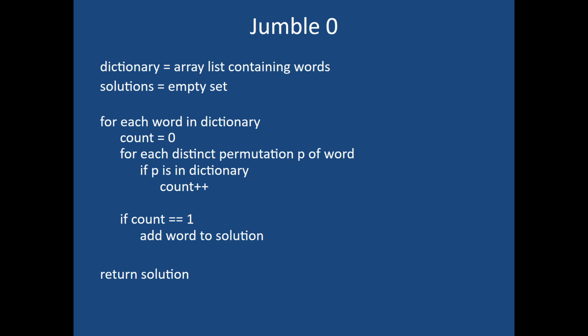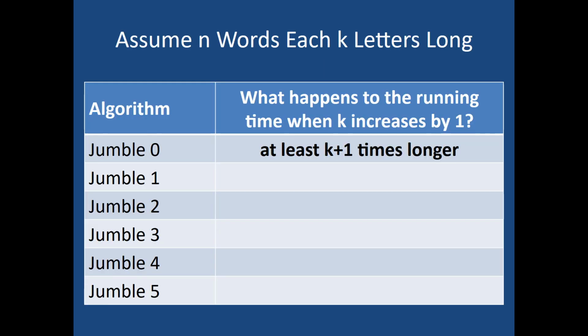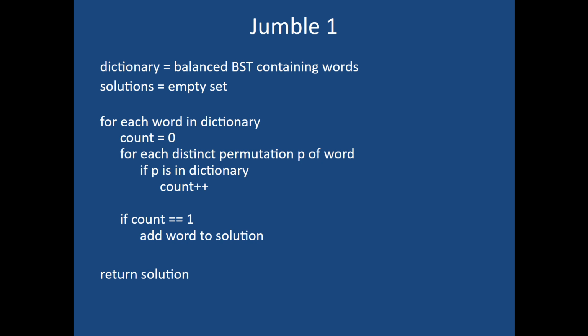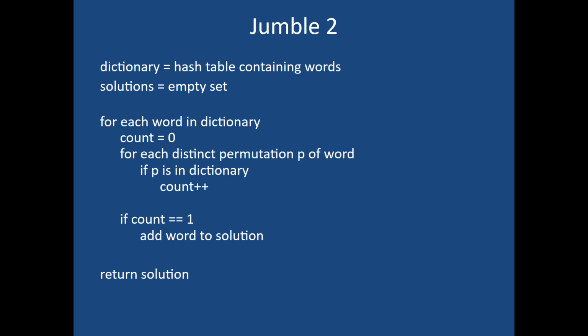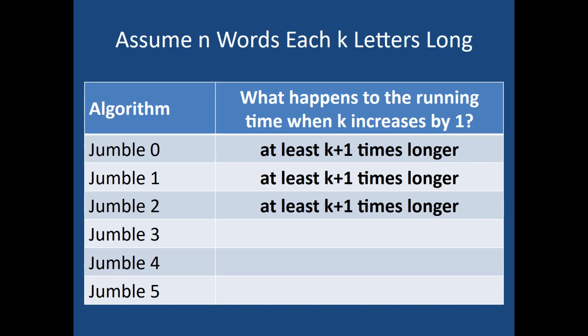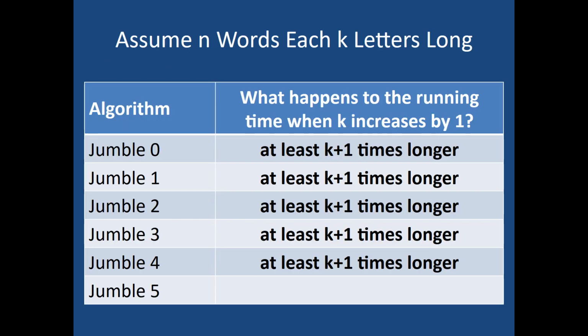When you're doing the comparisons of words, the words are longer, so they could potentially take longer to compare just because there are more letters to look at. That's why I say at least K plus 1 times longer. What's going to happen here? Same analysis. We're just looking at that inner loop. When you increase K by 1, that inner loop runs K plus 1 times more, so it takes at least K plus 1 times longer. Jumble 2, same deal. K plus 1 times longer. Jumble 3, Jumble 4, all the same.